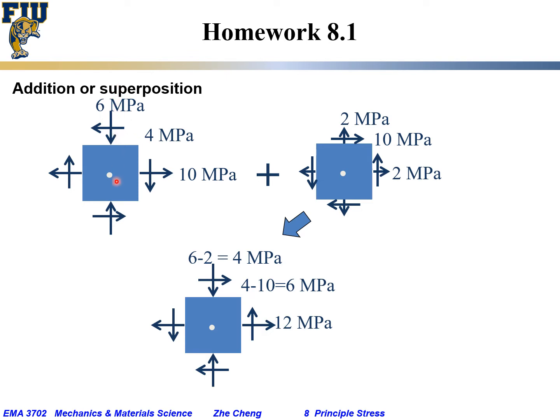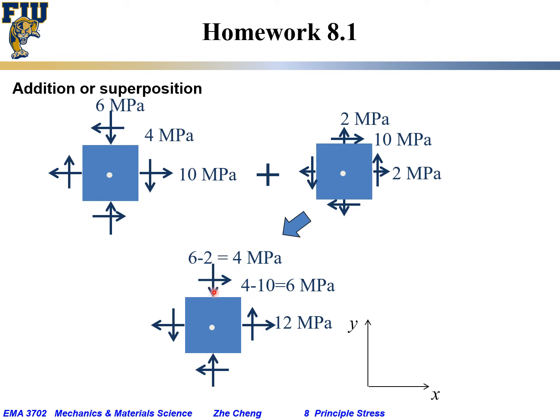For the vertical y direction, it is 6 megapascal for compression, 2 megapascal for tension. So combined would be 6 minus 2, 4 megapascal for compression, going in for compression.